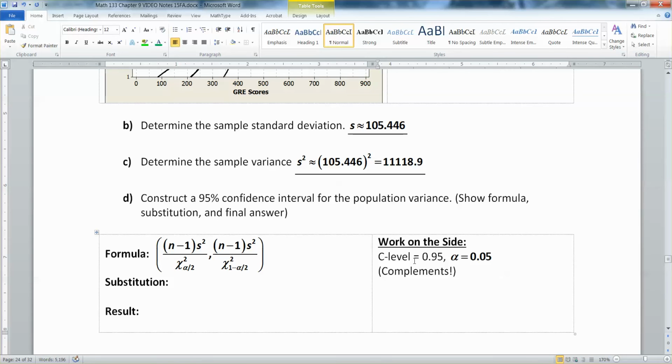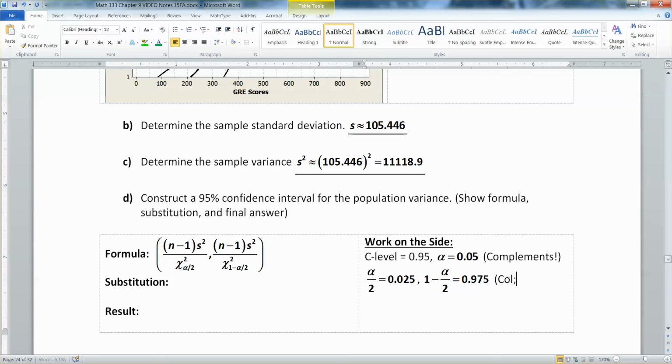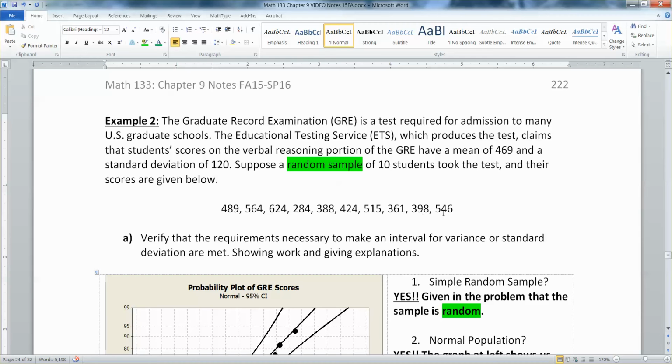All right, so now that we know that, we need to be able to figure out alpha over 2. So alpha over 2 would be 0.025 because you take 0.05 and you cut it in half. And then the other one would be 1 minus alpha over 2. That'd be 1 minus 0.025, and that'd be 0.975. And so those are the columns that you're going to go to, right? Alpha over 2 and 1 minus alpha over 2. Now your row is your degrees of freedom. And since our sample size was 1, 2, 3, 4, 5, 6, 7, 8, 9, 10, then degrees of freedom is 9 because you take 10, take away 1.